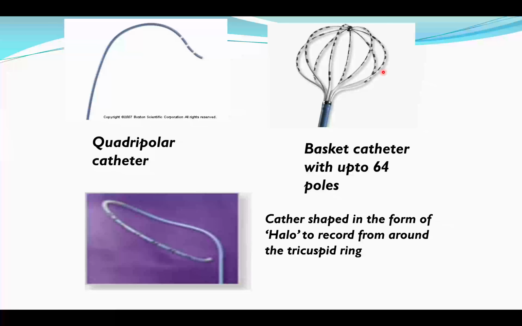You have basket kind of catheters. There are multiple types of catheters. The more the number of poles, the quicker we can create a map, or quickly understand the circuit. So we have multiple poles in the catheters.